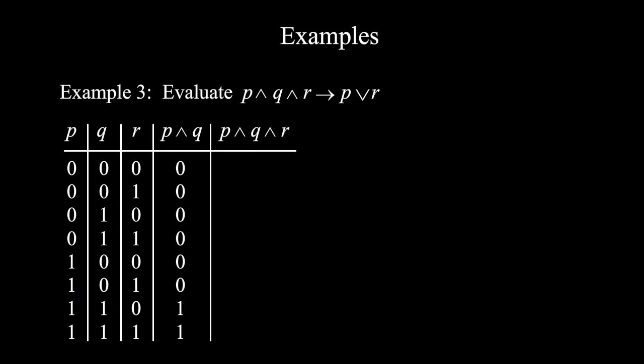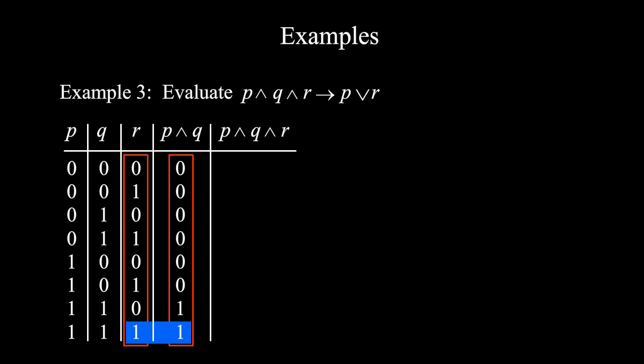Next, we put P and Q and R in the fifth column. Look at the fourth column and the third column. Similarly, look at the rows where both values are ones. Put ones in those rows of the fifth column and put zeros for other rows of that column.